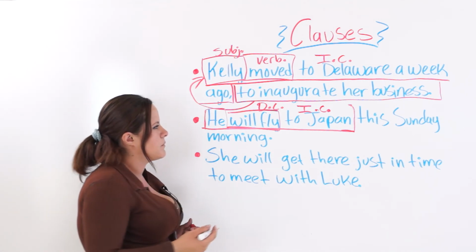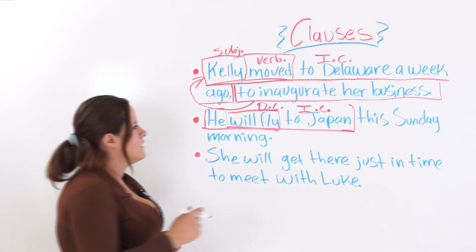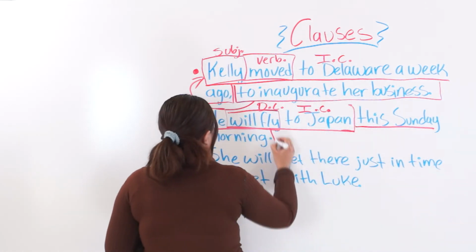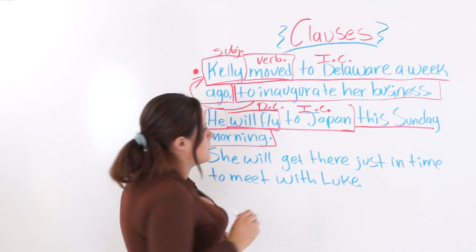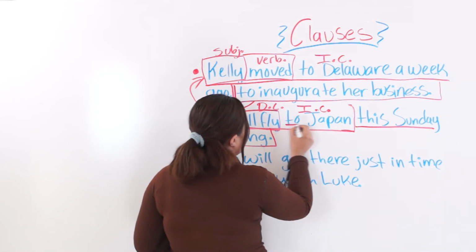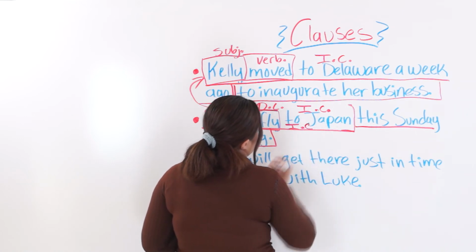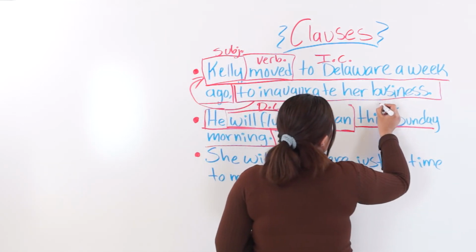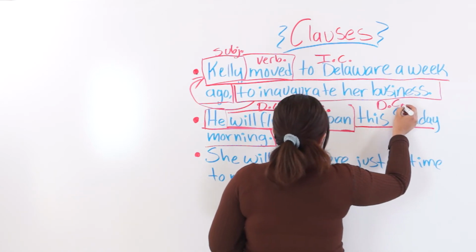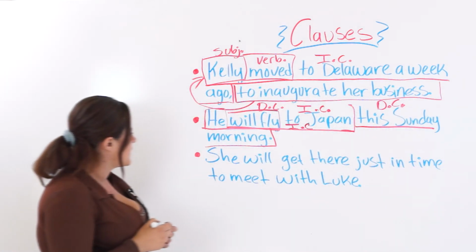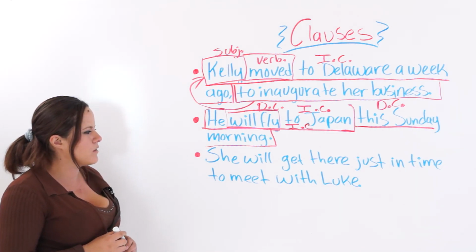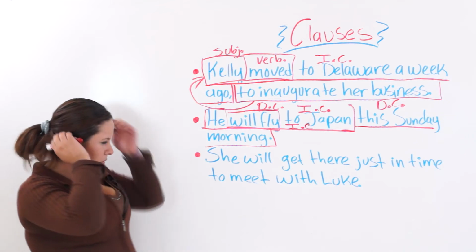But if you want it complemented, you could add a dependent clause: this Sunday morning. All right? So this is the independent clause, and this is the dependent or subordinate clause. The next one says, she will get there just in time to meet with Luke. Just in time to meet with Luke.